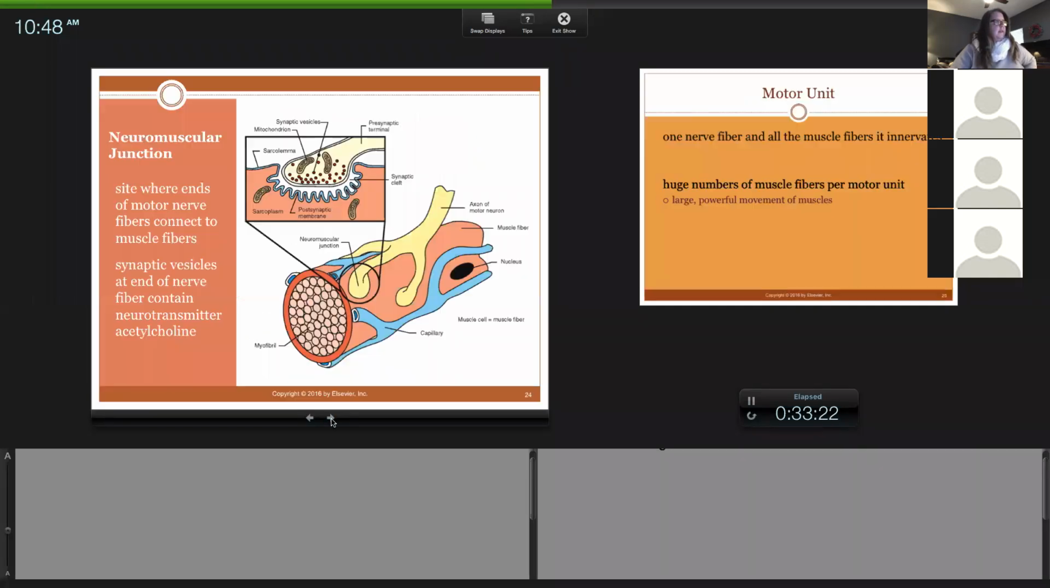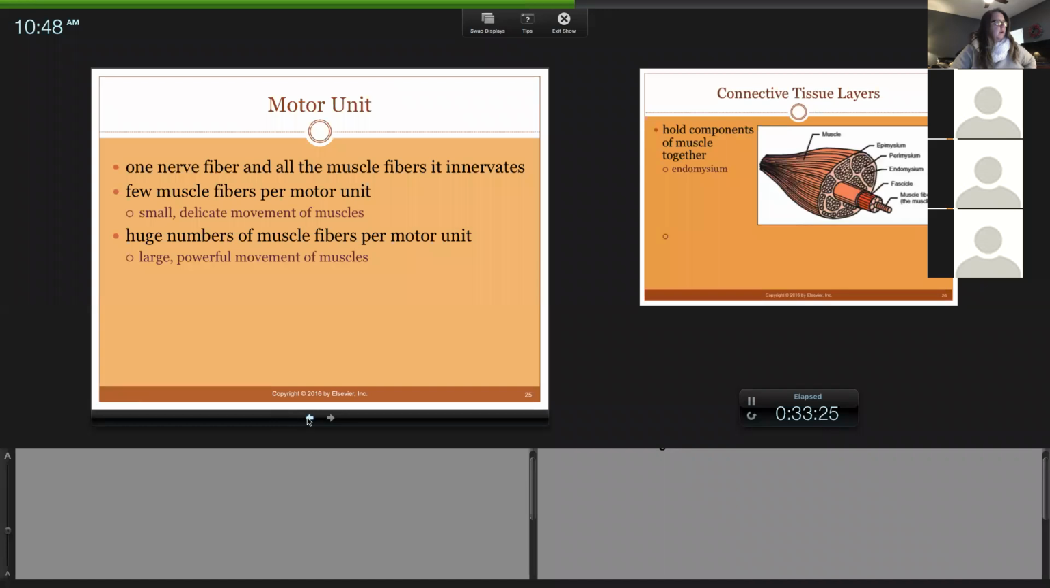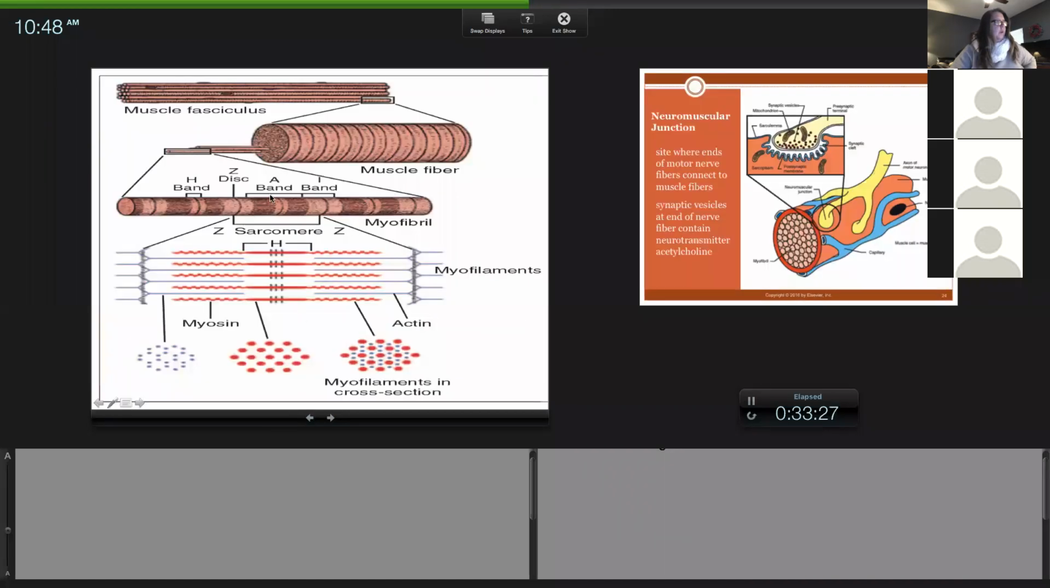Actin and myosin, oops, sorry, let me go back. What happens here is myosin is in the middle. Think myosin middle, MM. Actin fibers are on the outside. When a muscle contracts, the actin fibers pull towards the myosin in the middle. If you can imagine what happens, if each of these sarcomeres get shorter, that whole muscle fiber gets shorter. Does that make sense? Hopefully it does.